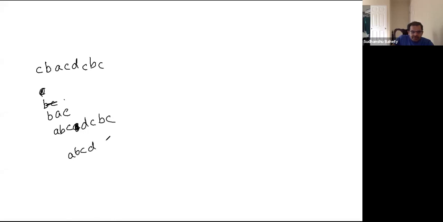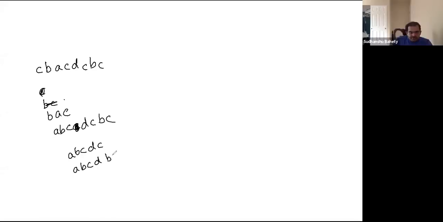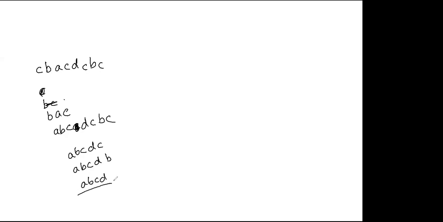D is greater, you put D. C is smaller. Then you swap these two. So you do A, B, C, and since there are two C's, you do this. Then you do A, B, C, D. That's what you're doing, right? Yes, sir. And then B comes. B is smaller. Then you again swap these two. Ultimately, you're getting A, B, C, D, right? If you are doing smaller. Yes, sir. But that's not the question, right?